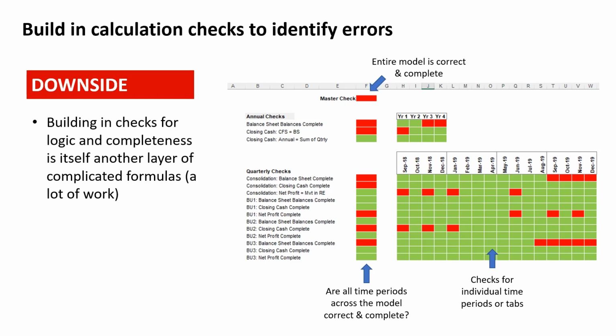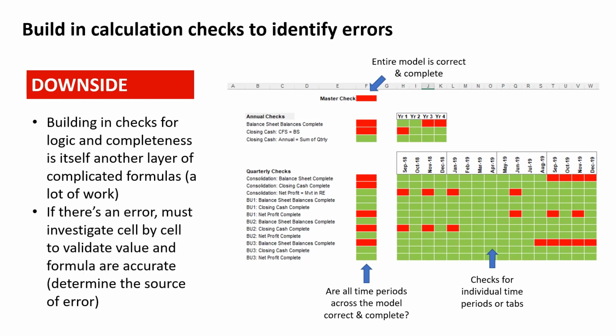So what's the downside? Well, one is that just building this sheet is quite an effort and requires another layer of complicated formulas to perform the validation for us. And if any checks return red, we'll still need to put on our investigative hats to go back through and trace the loose threads to find the cell culprit.